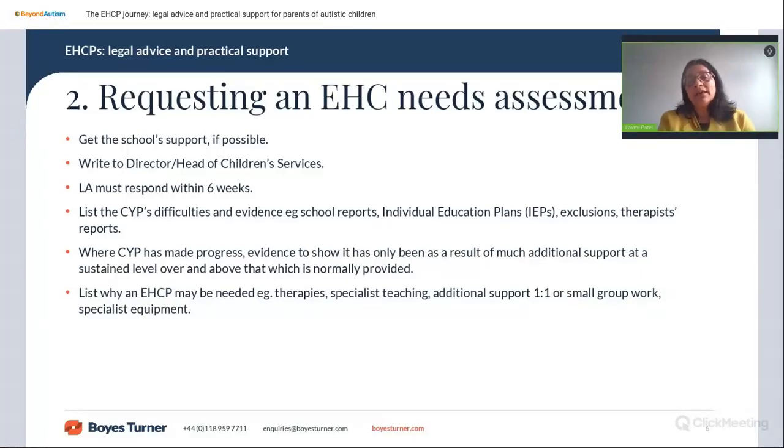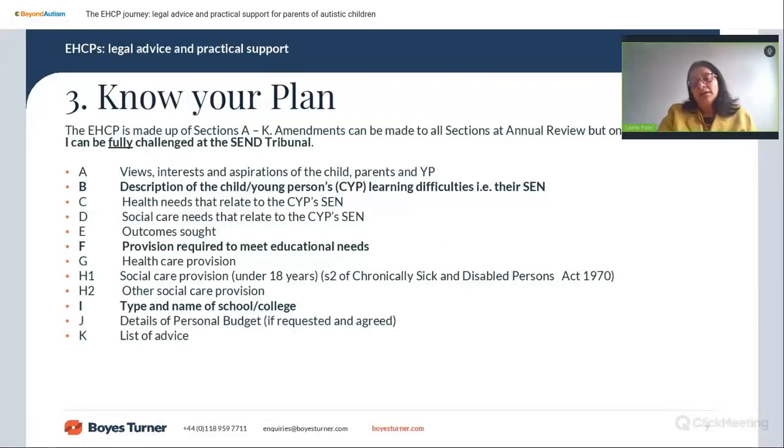Also list why you feel that an EHCP may be needed. So here it's a good idea to list the types of therapies, specialist teaching, additional support, etc., that might be needed, which is going to be above and beyond that which a mainstream maintained school is going to be able to provide from within its own resources. So that's the request for an EHC needs assessment.